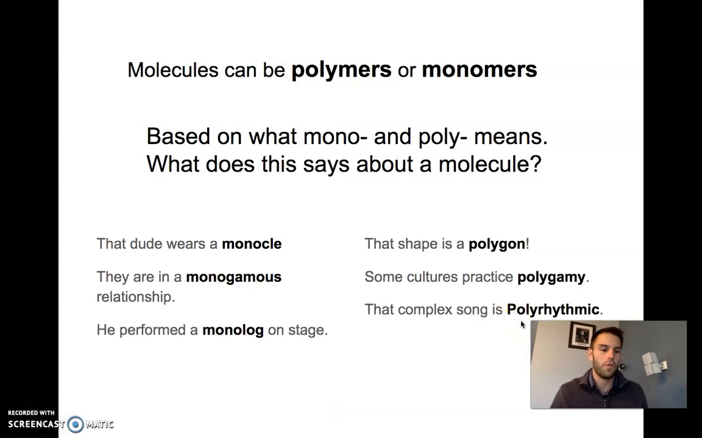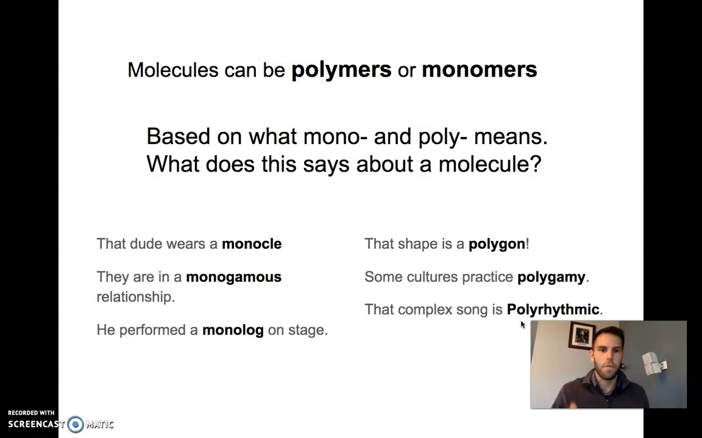So I actually want you to take out a piece of paper or in your bio notebook, write it down really quick. Take 20 seconds, actually pause the video, and guess what do you think a monomer would be for a molecule and what would a polymer be for a molecule? So actually pause it. Did you pause it? But did you really pause it?